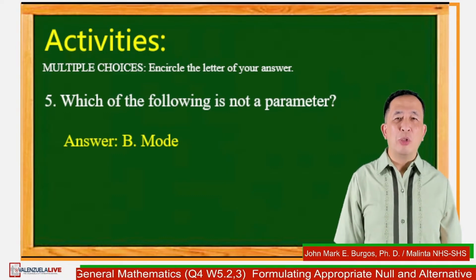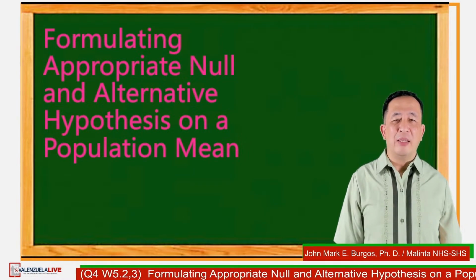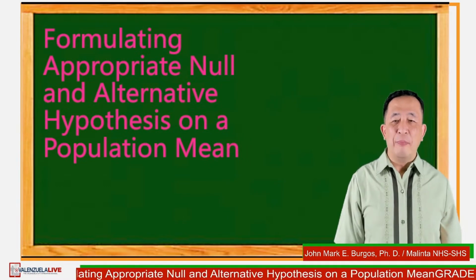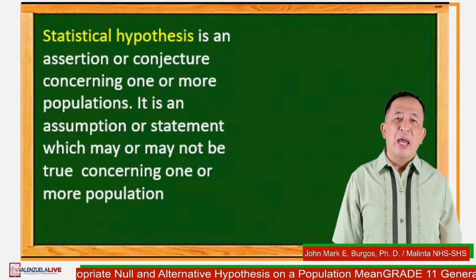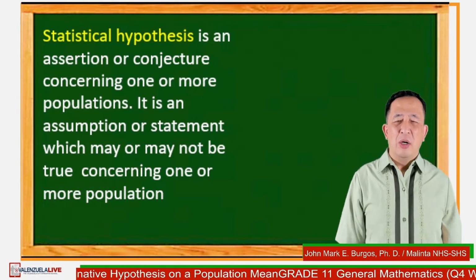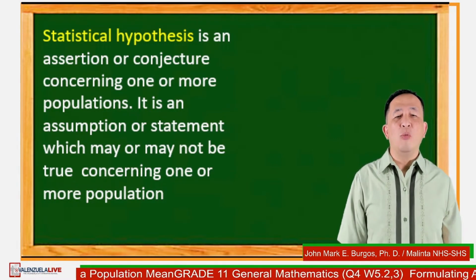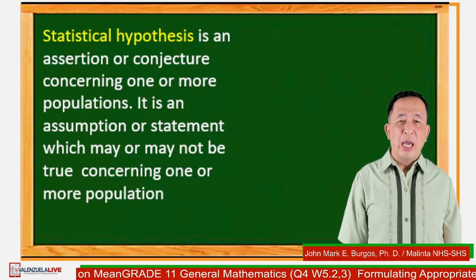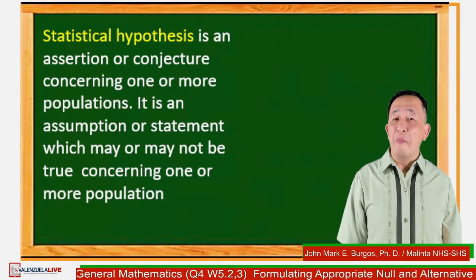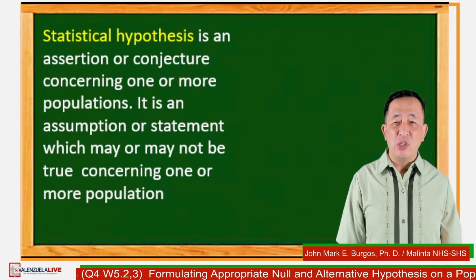Let's proceed now to our first objective, formulating appropriate null and alternative hypotheses on a population mean. Let's define first statistical hypothesis. It is an assertion or conjecture concerning one or more populations. It is an assumption or statement which may or may not be true concerning one or more populations.